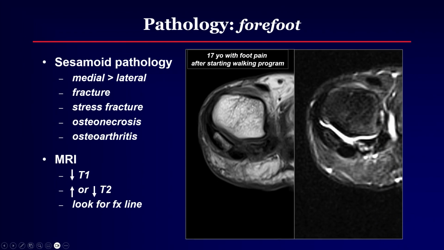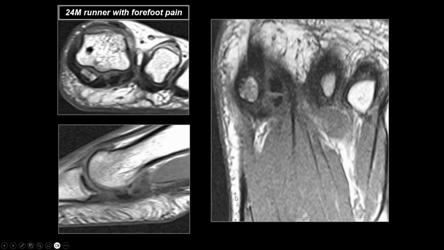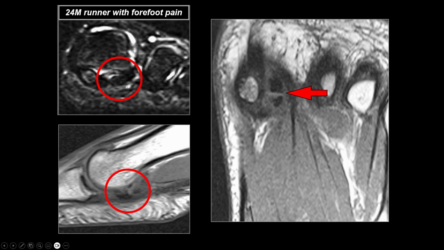Here we have a 17-year-old who started a walking program. You can see the abnormal signal on T1 and the fat-saturated T2. Stress, osteonecrosis, I don't know, probably stress since they just started a walking program. But here's another one, a runner with forefoot pain. Notice this is not only jet black on T1, but it's also fragmented. So you can see it there and there and there. I would say this is highly suspicious for osteonecrosis with fragmentation, given that super low intensity on the T1 and the T2.